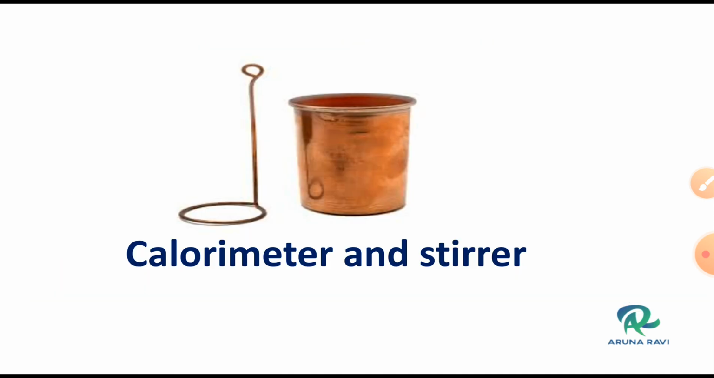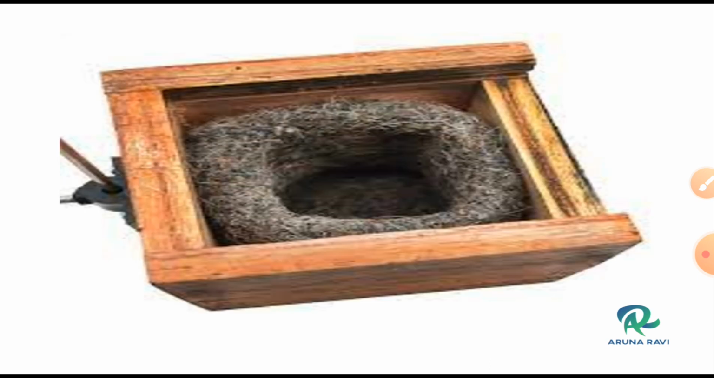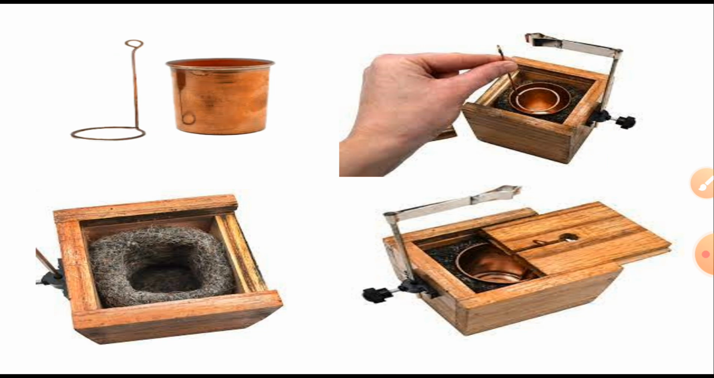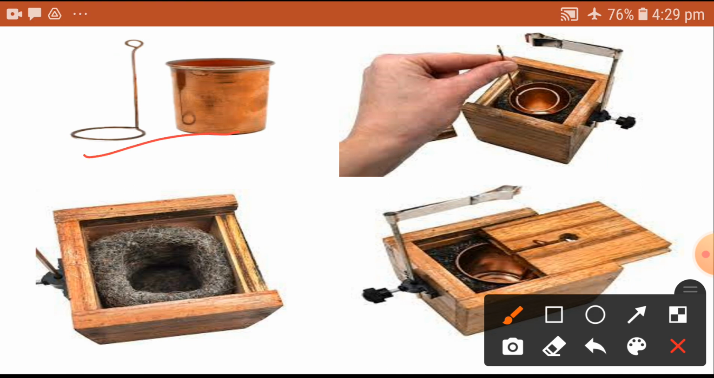Before going to the experiment, I want to give some clarity about the apparatus. This is a copper calorimeter and stirrer, and we are going to put the copper calorimeter in this wooden box. You can see a somewhat bad conductor, because we have to minimize the heat losses. For minimizing heat losses only, we are putting the bad conductor. In that groove we have to put the copper calorimeter. Here, this is the copper calorimeter.